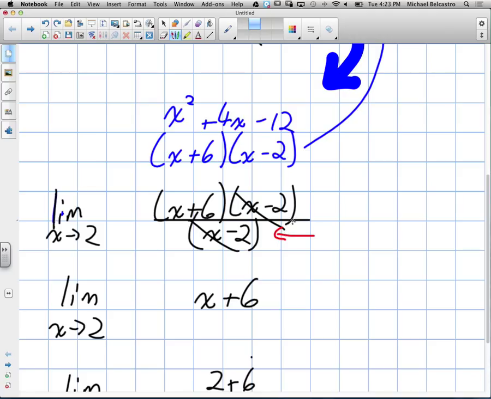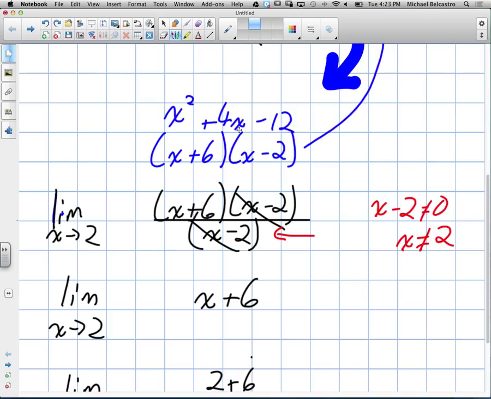Vertical. Yeah, it'll give us a vertical asymptote. And do you know where it'll be? At x equals 2. Yeah, exactly. Since we set the denominator equal to 0, x cannot equal positive 2. So we're going to have a vertical asymptote there.